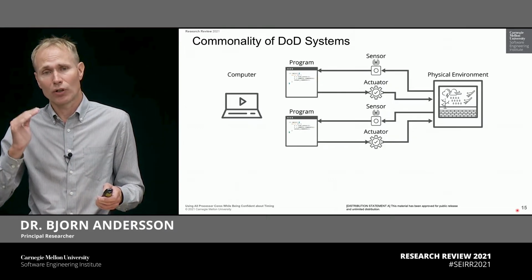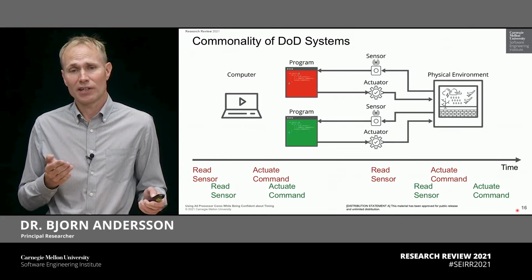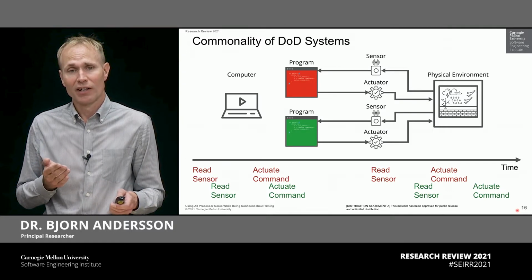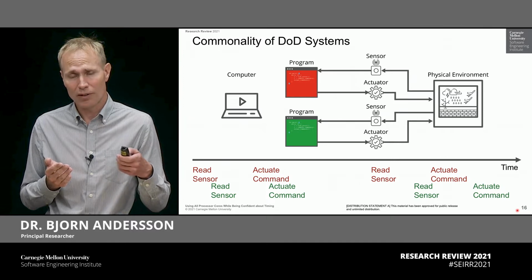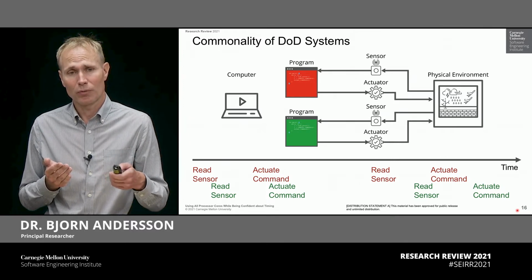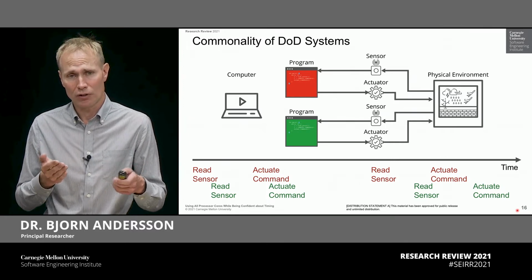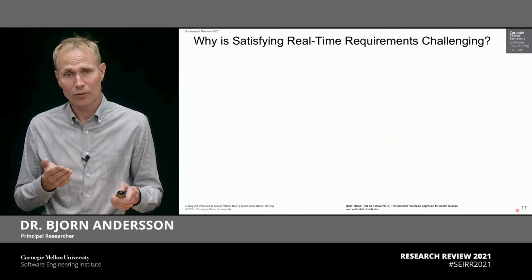Sometimes we have more than one program, and then we end up with a sequence of these events, and between these events we have computations, and those computations will be interleaved, because the number of programs may often be larger than the number of processors. So we end up with a scheduling problem here.